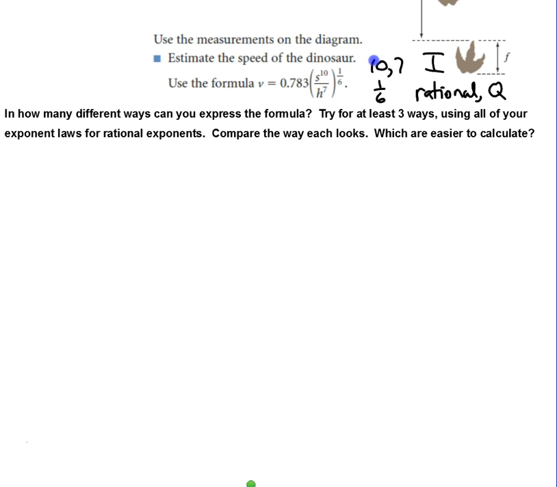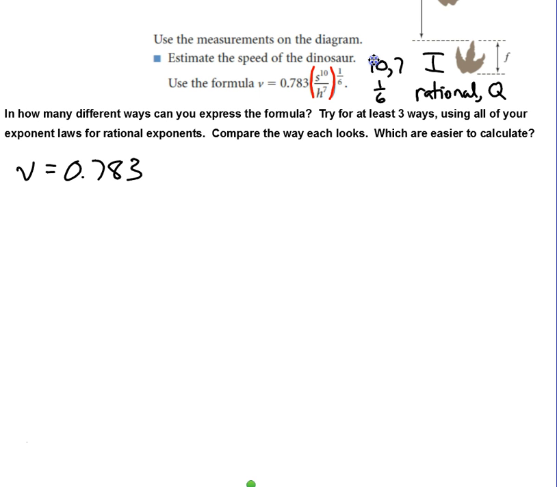There's a symbol for that in math. It's Q. Rational numbers are Q values. So what would be one way of rewriting this formula? We have the speed of this land animal is 0.783. There's nothing we can do with 0.783, and we want to make real clear here that this exponent of 1/6 does not apply to the 0.783. The base that it applies to is quite clearly indicated in brackets, so we have no choice but to only apply the 1/6 exponent to our rational expression s to the 10 over h to the 7.